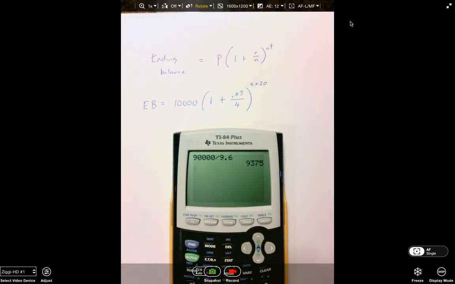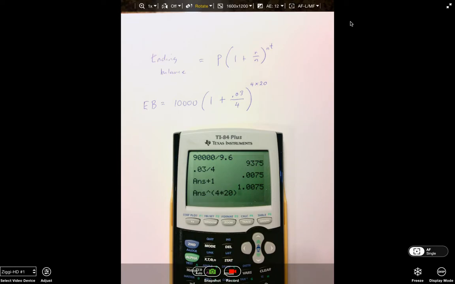So now I like to work things inside out here. So I would go ahead and do the 0.03 divided by 4 because I'm weird. And I like to get the right answer. Then I would add 1. And then I would raise that to the 4 times 20 power.